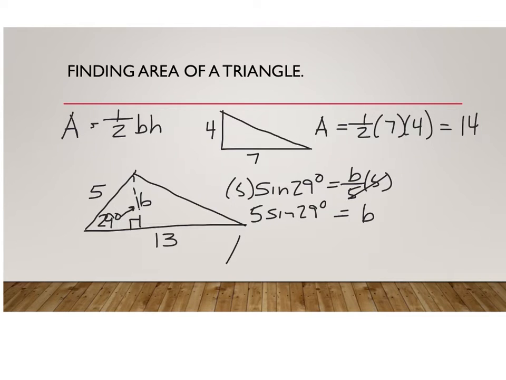Alright, so therefore, using the 1/2 base times height, my area would be 1/2. The base now is 13. The height is actually this b, 5 times the sine of 29.